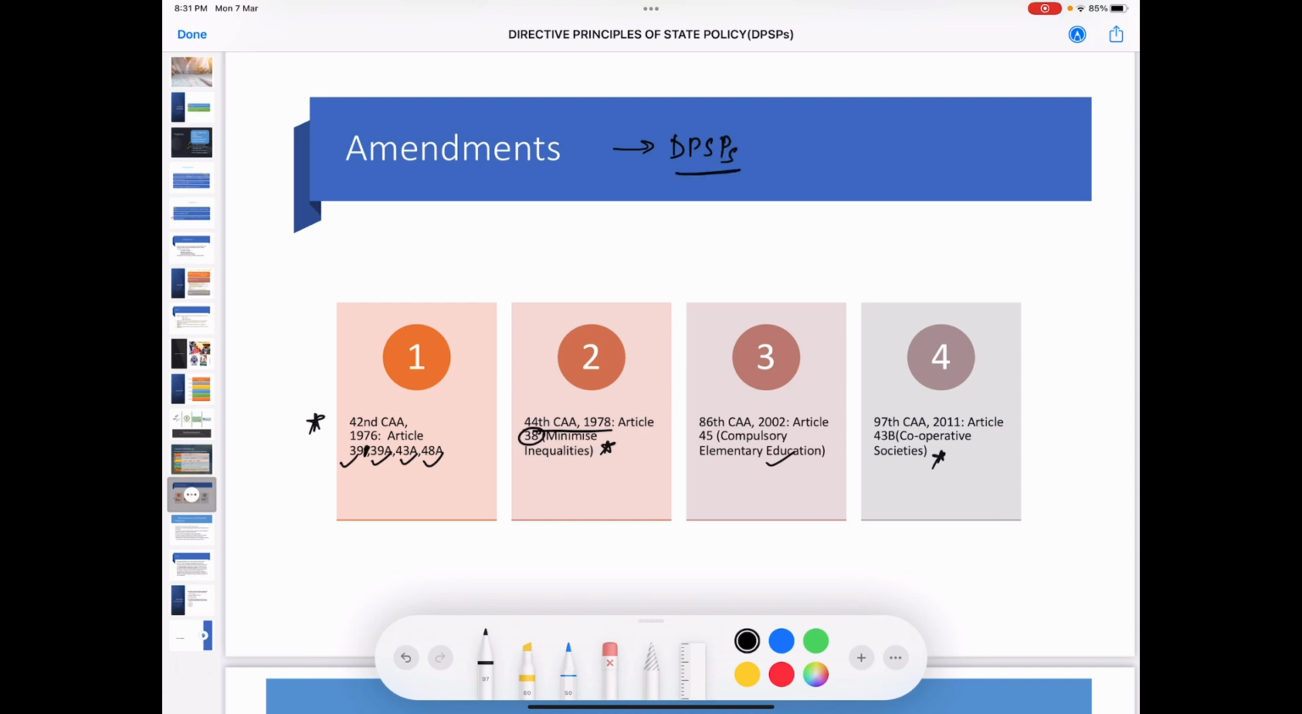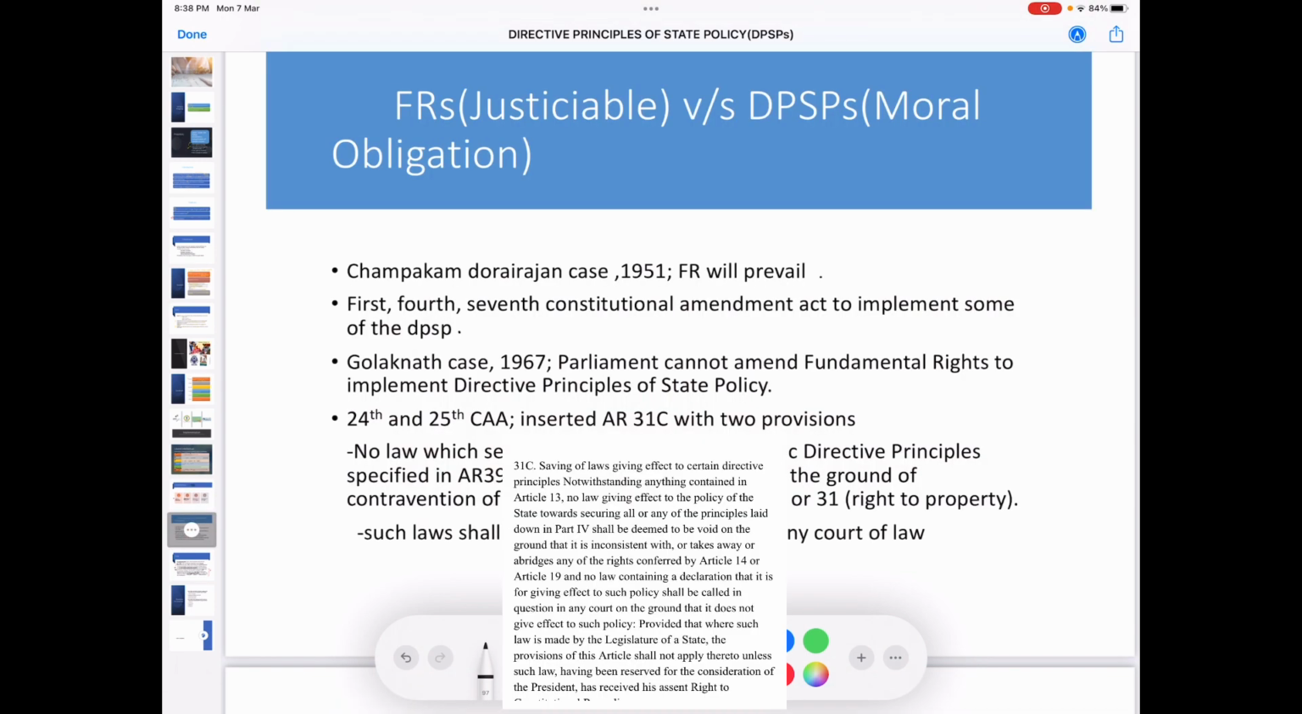Okay, remember them. When I talked about features of DPSP, I made you note down a very important point, and that is that DPSPs are non-justiciable in nature, right? And this is a major difference between FRs and DPSPs. So DPSPs are basically moral obligation of the state. So let us see a timeline कि आज current situation क्या है, ठीक है? And what is the correlation or what is the link between FRs and DPSP? This is very important to understand.